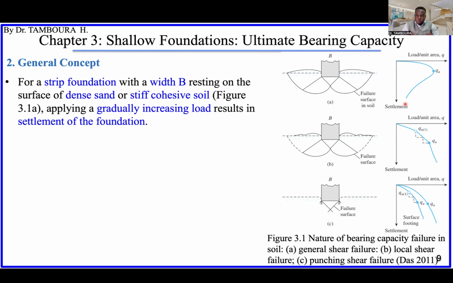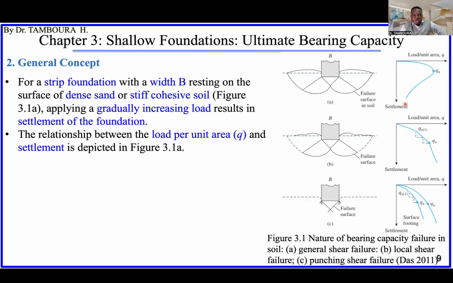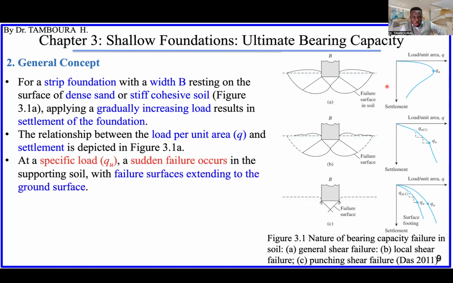Then if you watch this curve, what will be the ultimate bearing capacity? Because at the end of the day, what we are looking for is the ultimate bearing capacity and the settlement corresponding to that. So the relationship between load per unit area, which is small q, meaning pressure, and settlement is shown here, as I explained already.